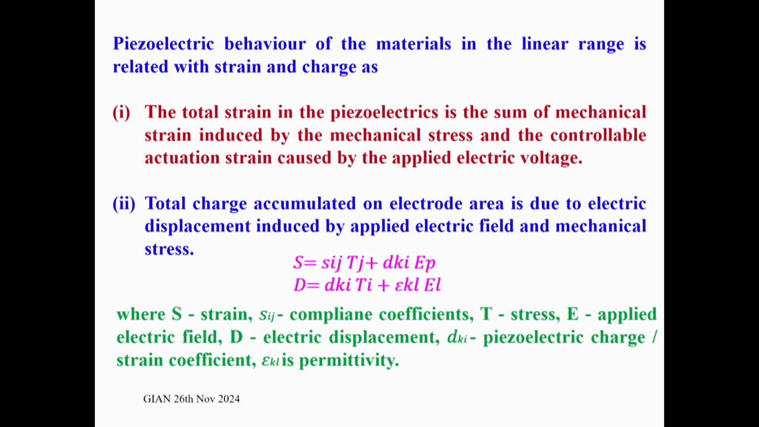In these equations, capital S is strain and SI is the compliance coefficient, T is the stress, E is the applied electric field, D is the dielectric displacement, and dKi is the piezoelectric charge and strain coefficient, where epsilon KL is the permittivity. Sometimes epsilon K is also represented as a capital K. Different authors use their own convention, but epsilon is a very well accepted terminology for the permittivity.